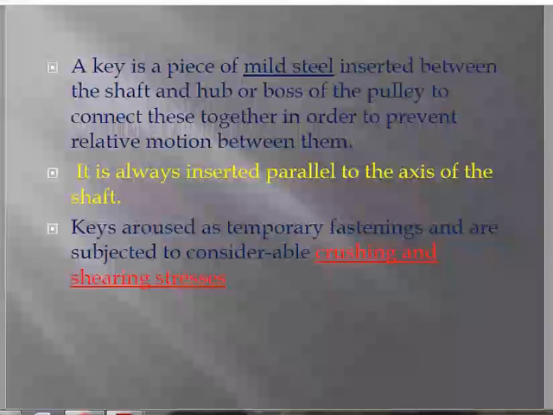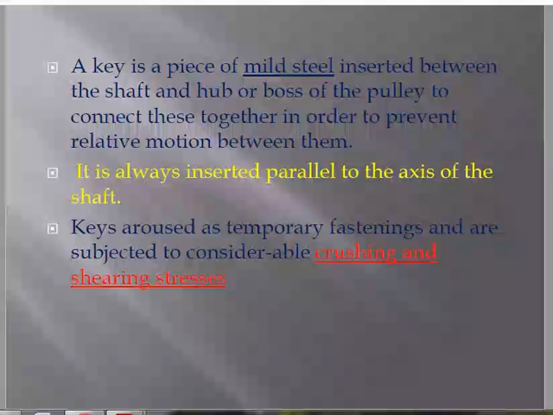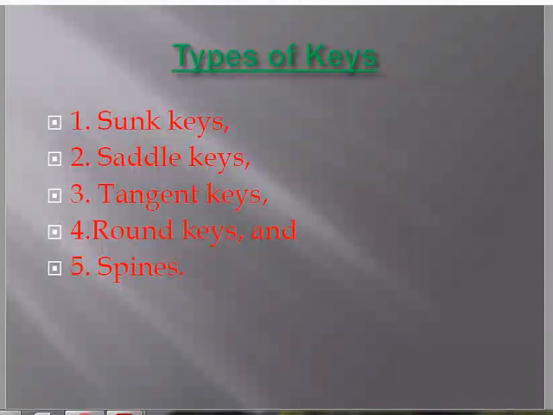To accommodate keys, axial grooves called keyways are cut on the outer surface of the shaft and on the inner surface of the bore of the mating parts. So this is all about the key. Next we will see the types of keys. In the types of keys we have first one sunk key, saddle key, tangent key, round key and splines.